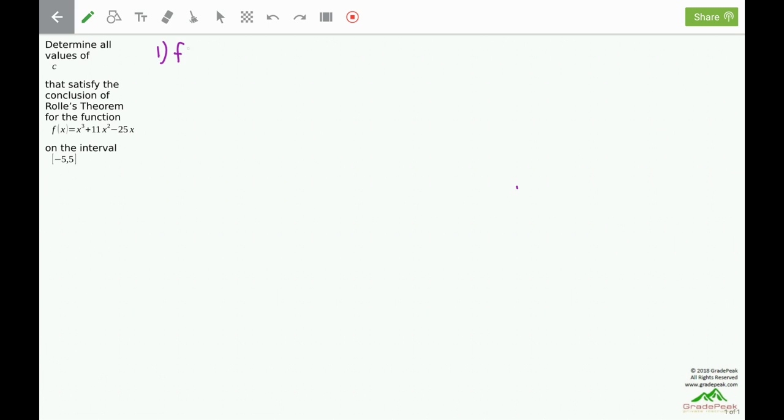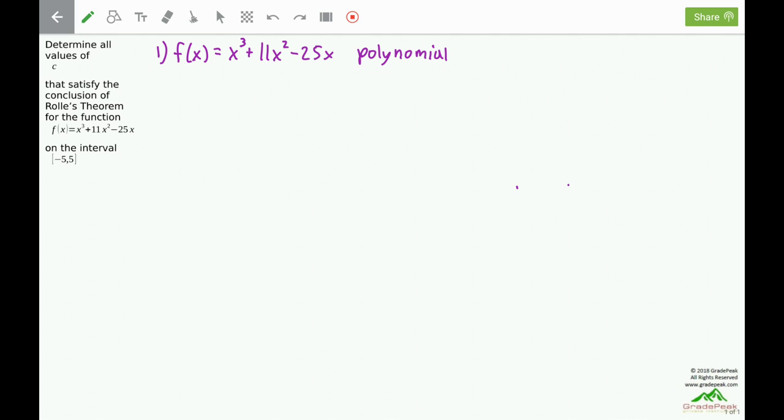The first condition: the function f of x, which is x cubed plus 11x squared minus 25x, needs to be continuous on the closed interval given. X cubed plus 11x squared minus 25x is a polynomial, and a polynomial is continuous on any interval, so it will definitely be continuous on the closed interval given. Closed means that it includes both endpoints, indicated by the square brackets on both endpoints. Condition 1 is met.